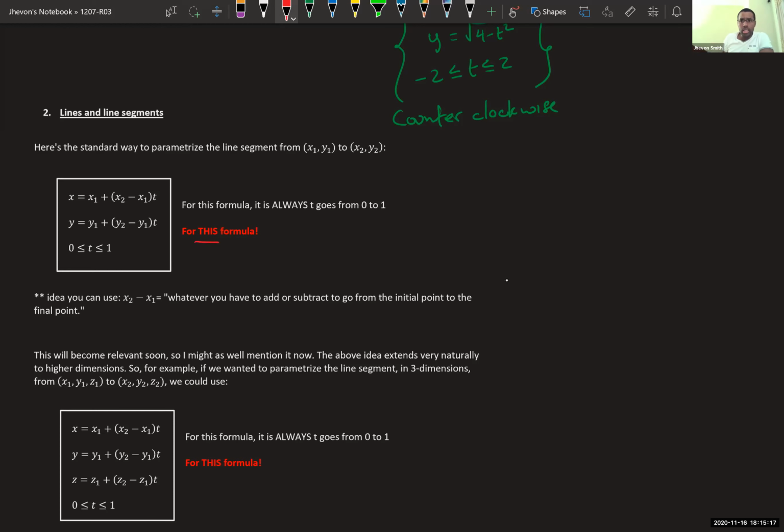There's another way you can think about this. You can think of it as x starts at x1. Then you have to figure out, what do I need to add or subtract to get to x2? And then you multiply that number by t. Okay, so we're going to do some examples.